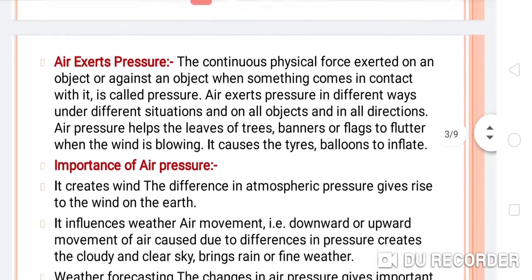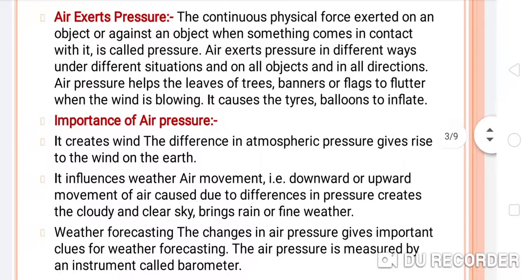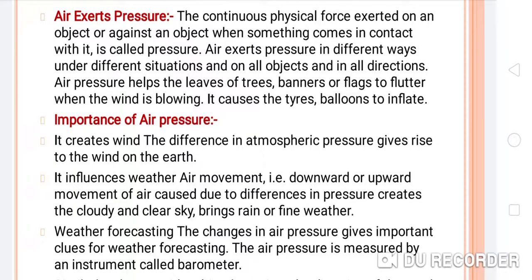Okay students, now the topic which we have to explain is that air exerts pressure. So let's understand, students, the continuous physical force exerted on an object or against an object when something comes in contact with it is called pressure. Air exerts pressure in different ways, under different situations, and on all objects and in all directions.